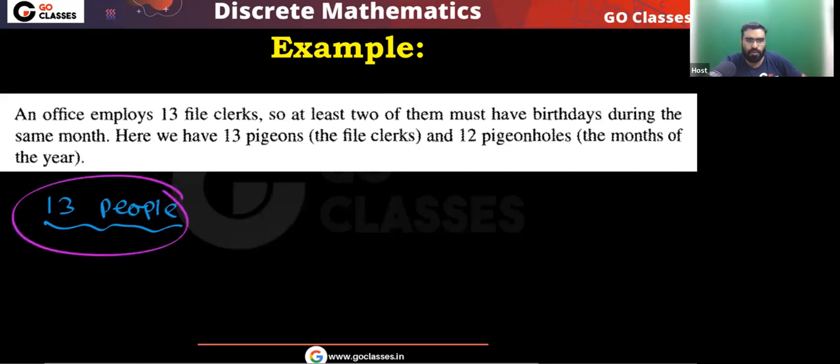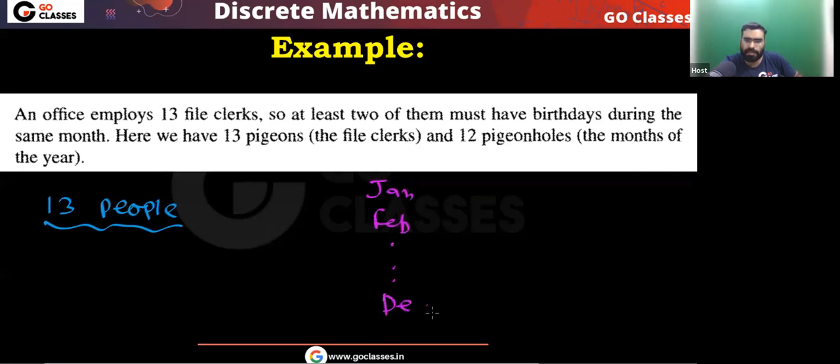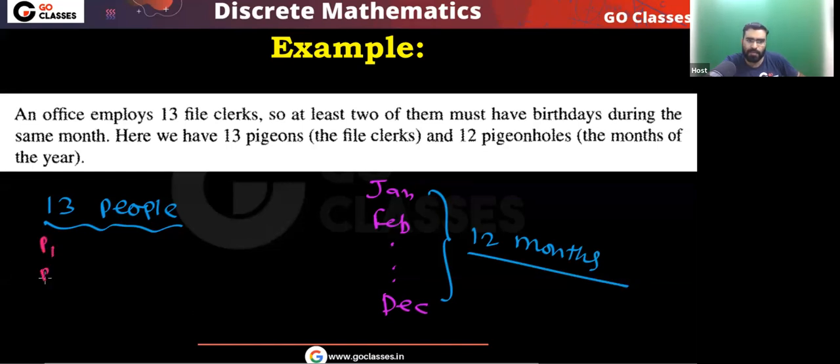See, very simple. What will you do to prevent this from happening? Only these are the months: January, February, and so on, December. Only 12 months are there, and you have a total of 13 people: P1, P2, and so on, P13. Now you can easily notice that at least 2 people will have to share the birthday month. Agree with me? Yes or no?